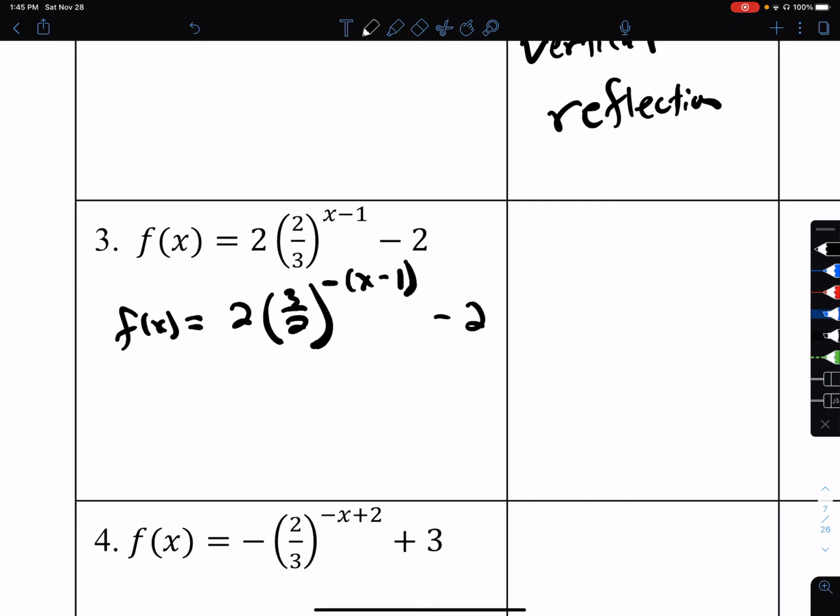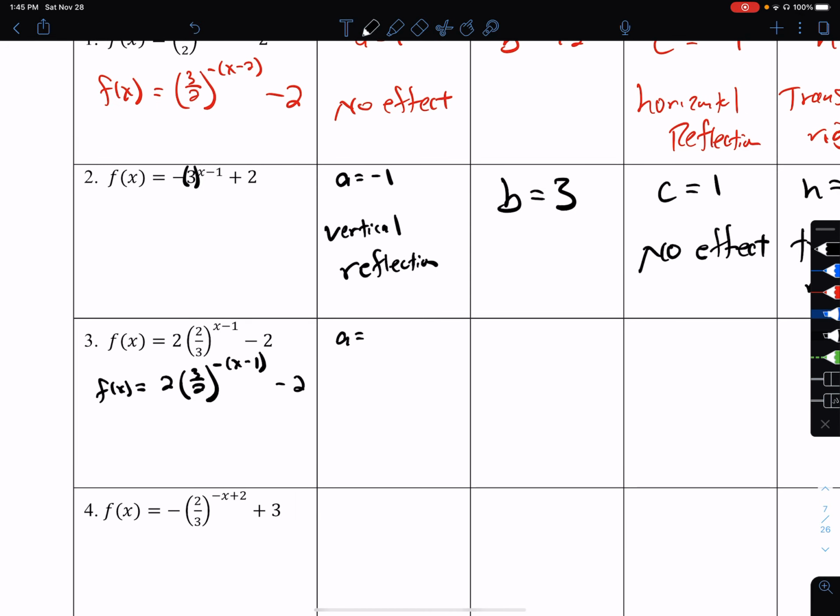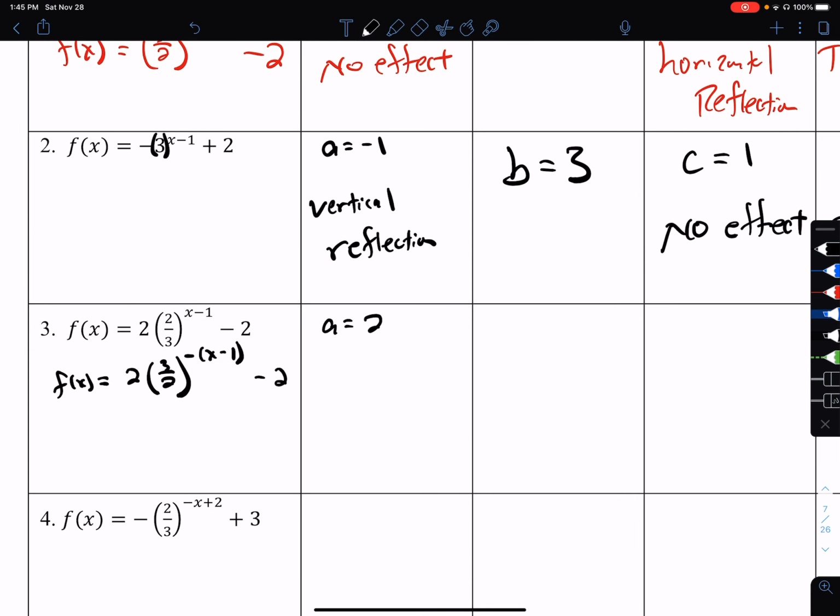Let me rephrase that. I want the coefficient of x to be a positive 1. If I were to distribute it and get negative x plus 1, I'm going to have to factor it back out. So now, what is a? A is 2. How does multiplying by a number affect the graph on the outside? A positive number is going to cause a vertical dilation by a scale factor of 2. So every y value gets doubled. That's what that means. Every y value from the original graph gets doubled.